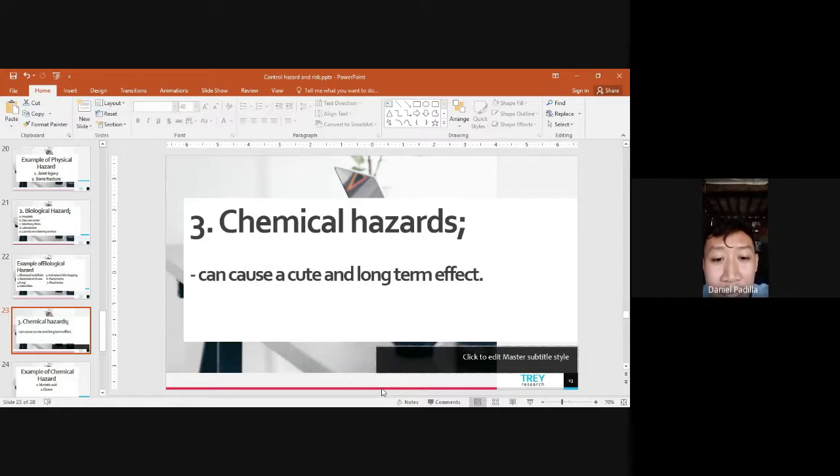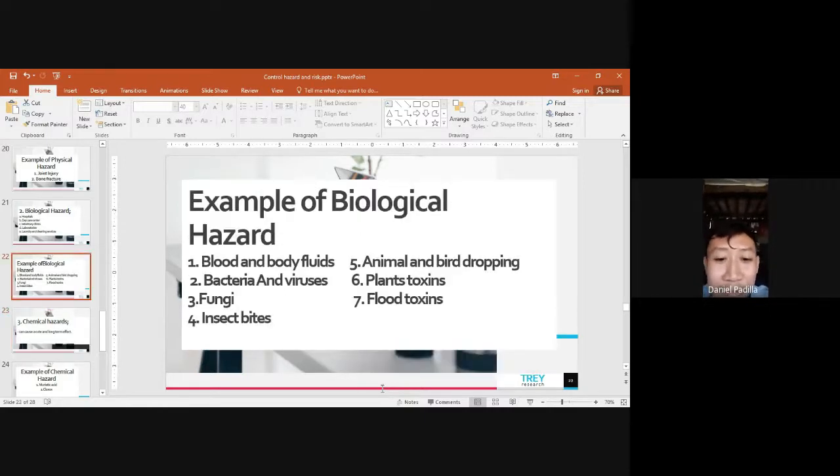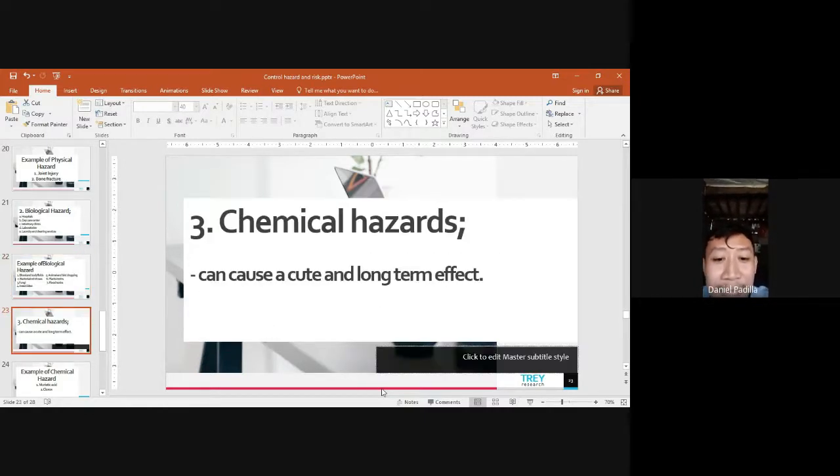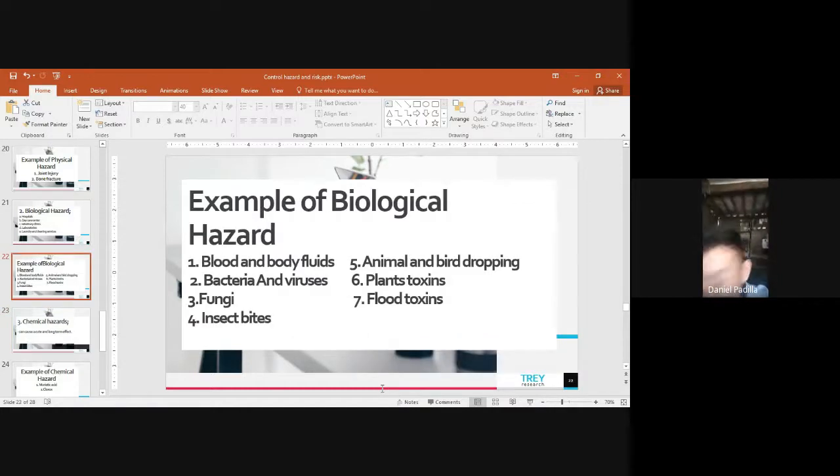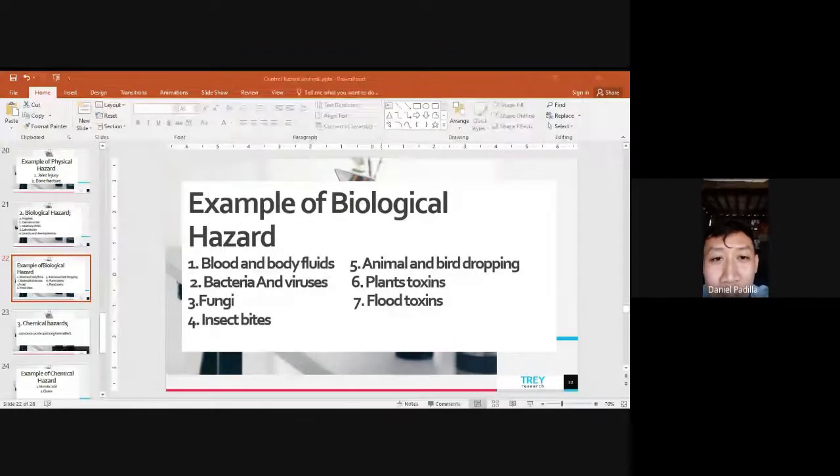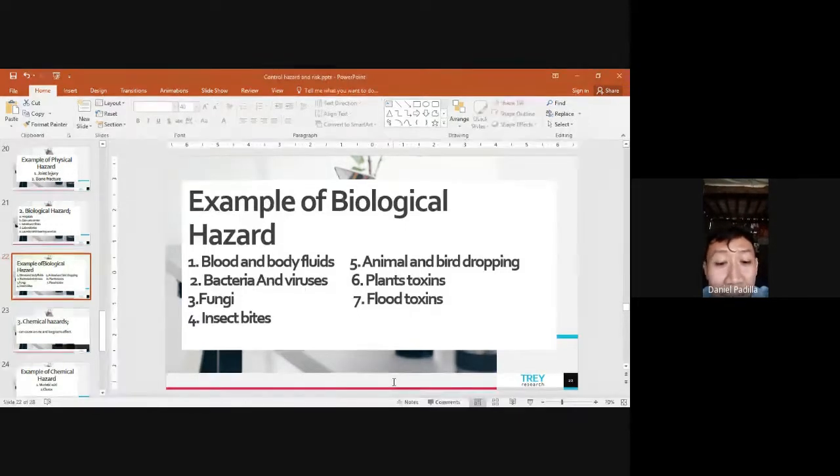Yung mga bagay na yan sa biological hazard, maaaring makaapekto sa kalusugan ng tao. Like fungi, for example, pag tinubuan tayo ng fungi sa paa or kahit sa anumang parts ng ating katawan, di ba nakakaranas tayo ng pamamaga or pamamasa ng sugat na magkakaroon tayo ng infection.